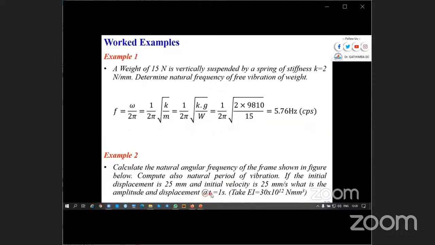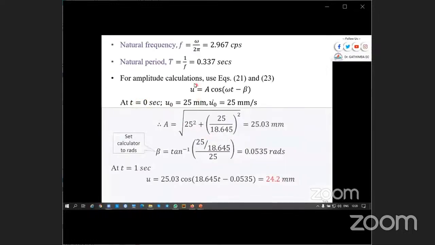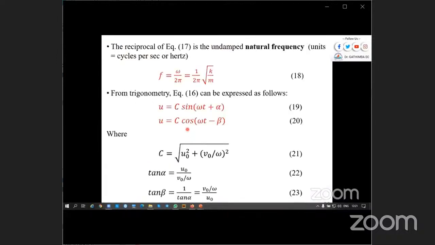The second part is when now we are to calculate, if you are given the initial conditions, what is the amplitude and the displacement at time t equal to 1 second. In this case, we derived the equation. Now, it depends on what you are given, what you know. You know what equation you need to use. Because if you look at this expression, you have equation 19, equation 20.